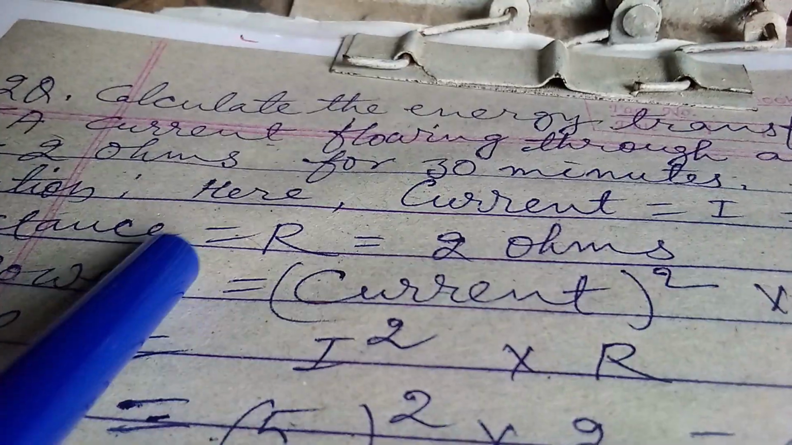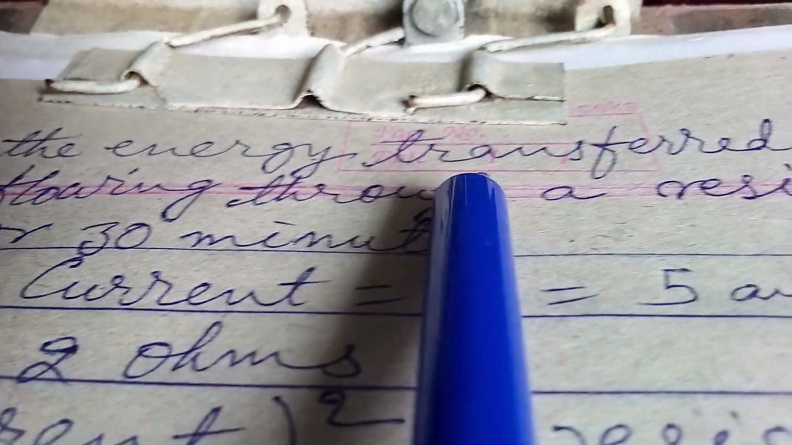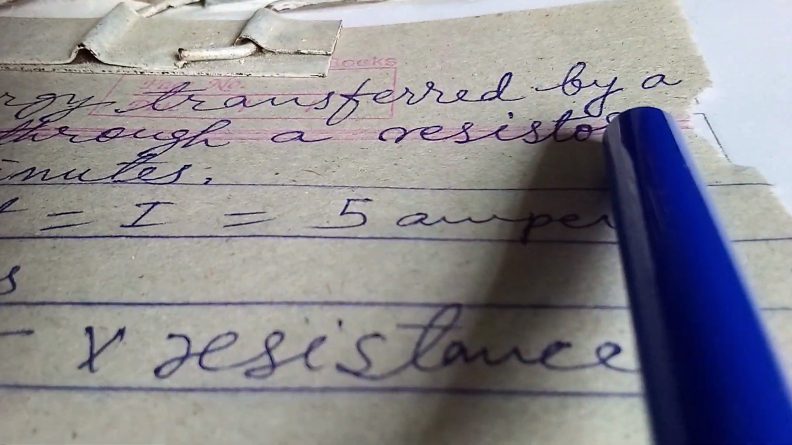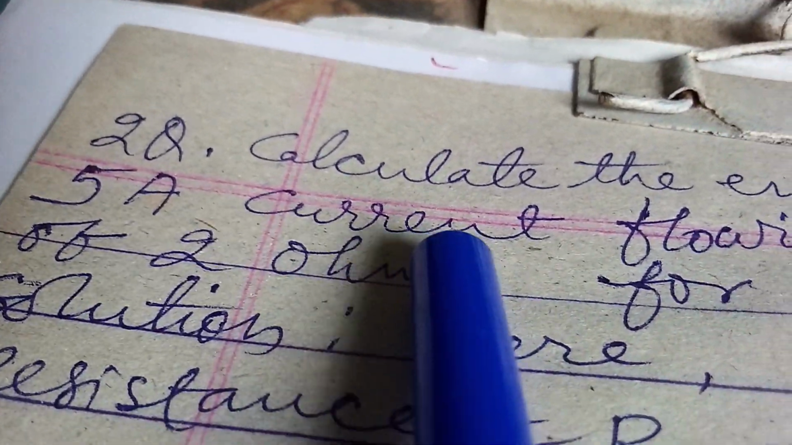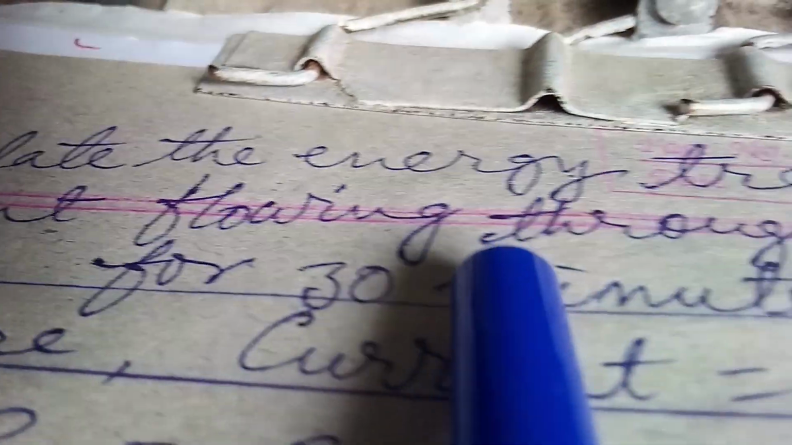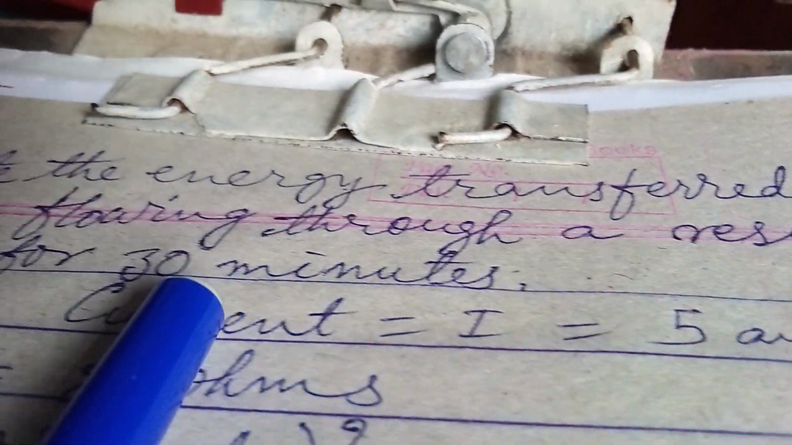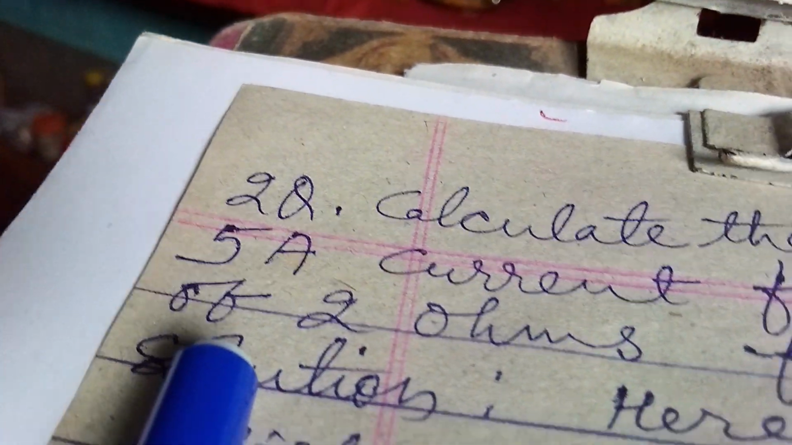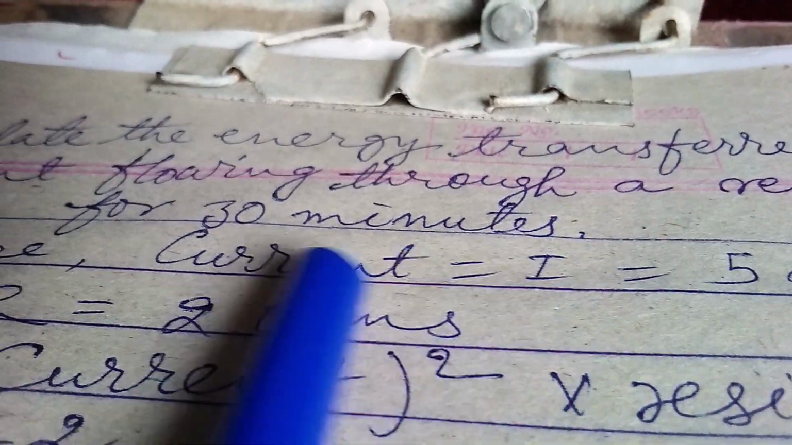Now the second question is: calculate the energy transferred by a 5 ampere current flowing through a resistor of 2 ohms for 30 minutes.